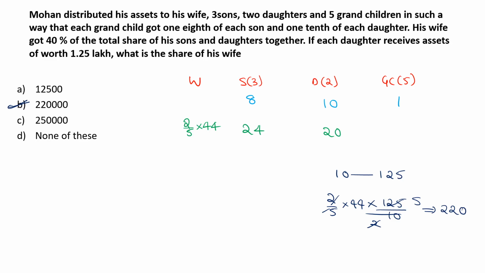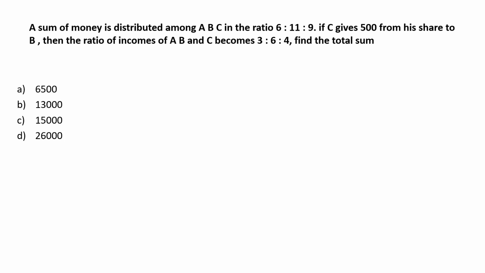Okay, next one. A sum of money is distributed among A, B, C in the ratio of 6:11:9. If C gives 500 from his share to B, then the ratio of incomes of A, B, C becomes 3:6:4. Find the total sum. If C gives 500 from his share, then the ratio of A, B, C becomes 3:6:4. We need to find the total sum.